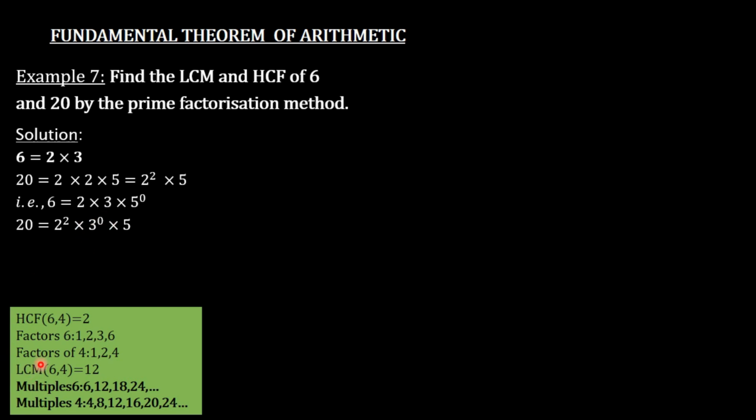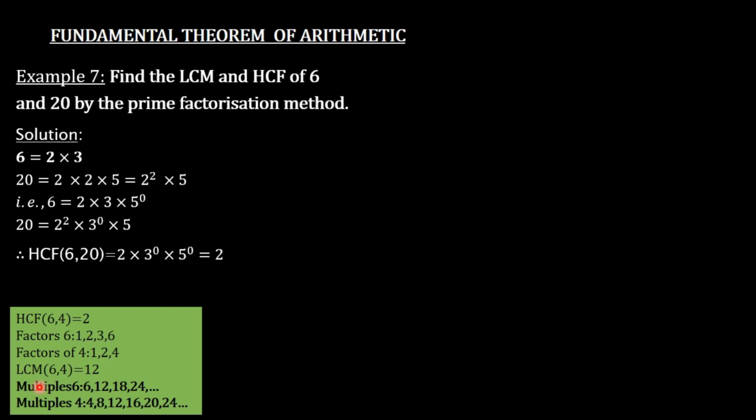Then, to find HCF, we have to compare these and find the least power among these common factors. Comparing 2, that is 2 square and 2, least is 2. Comparing 3, least is 3 raised to 0. Comparing 5, least is 5 raised to 0. So HCF is 2 into 3 raised to 0 into 5 raised to 0, that is 2 into 1, equal to 2.